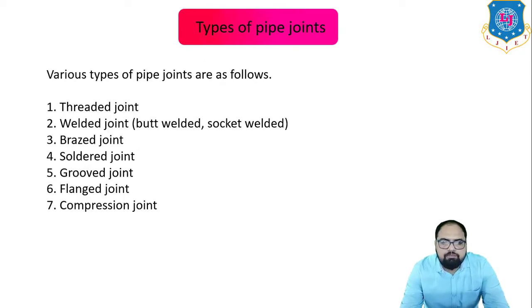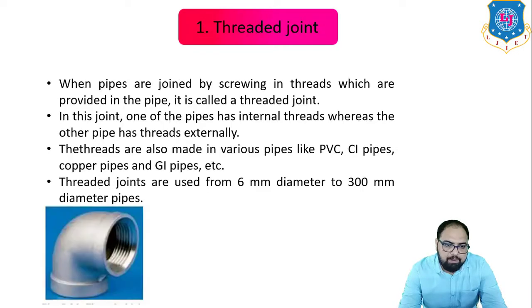There are various types of joints like threaded joint, welded joint. Welded joint is also called butt welded or socket welded, because there are two more options in the welding: butt welding and socket welding. The third is called the brace joint. Fourth one is the soldered joint, grooved joint, flange joint, compression joint. These types of joints are used in the pipeline.